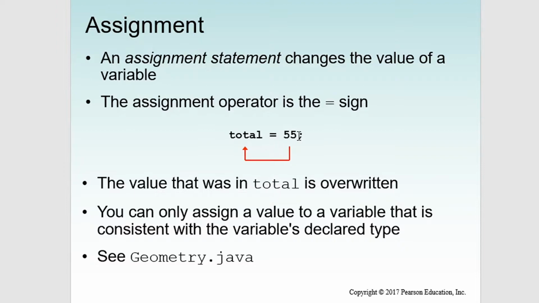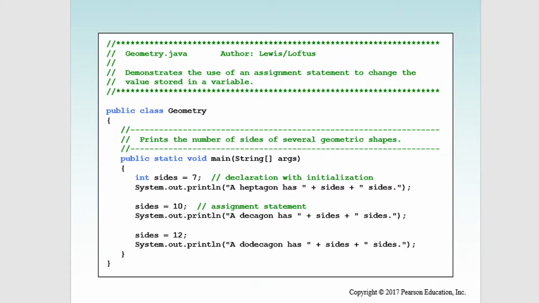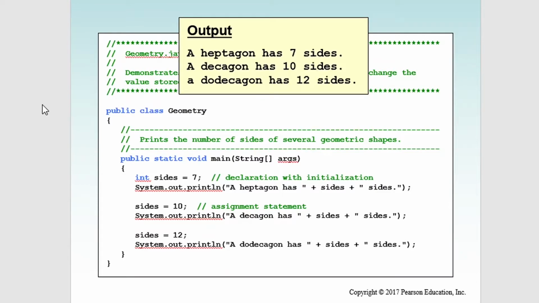You can only assign a value to a variable that is consistent with the variable's declared type. So what that means is if total is declared to hold an integer, you can't assign it a string. The next example is a class called Geometry. You can see they set sides to 7 and they print out the sides. Then they set sides to 10 and they print out that value. Then 12 and they print out that value. And this is what the output looks like. A heptagon has 7 sides, a decagon has 10 sides, and a dodecagon has 12 sides.